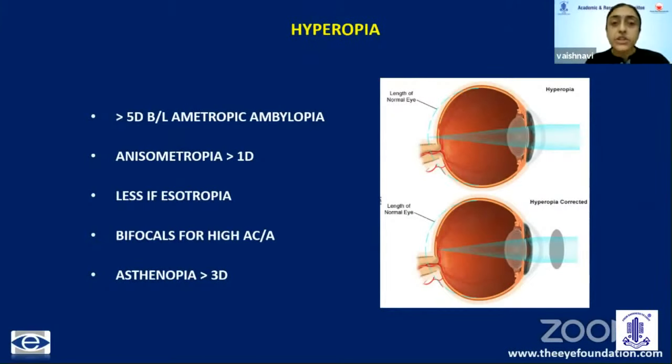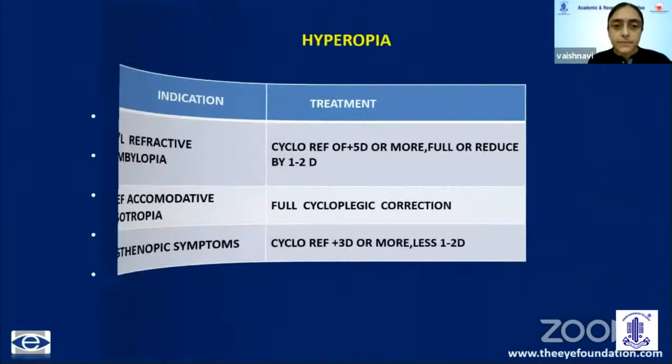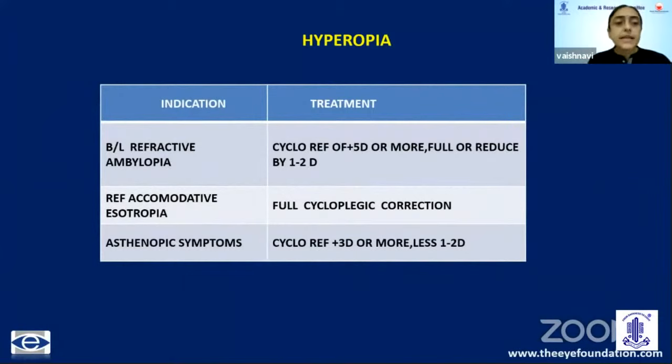Performing retinoscopy can be a challenging endeavor. The most common state of error is hyperopia. Hyperopia increases from birth till 7 years. For a high AC/A ratio, asthenopic symptoms can occur if the dioptric power exceeds 3 diopters. And always in refractive accommodative esotropia, full cycloplegic correction is done.